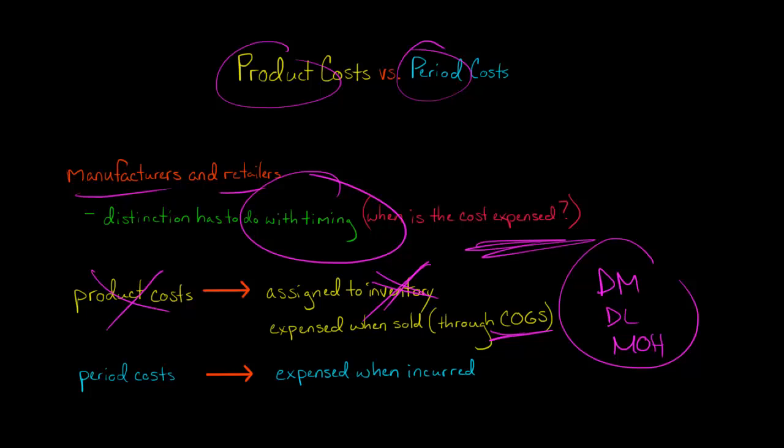Period costs are just costs that are not product costs. It's all the other costs, and they are expensed when they're incurred. An example would be selling, general, and administrative expense. So let's say you have sales commission. Okay, that's an example of a selling expense. In the period when you incur the sales commission, that's when you expense it. It doesn't become part of the company's inventory account or anything like that.